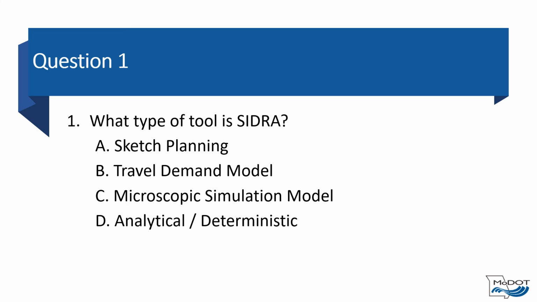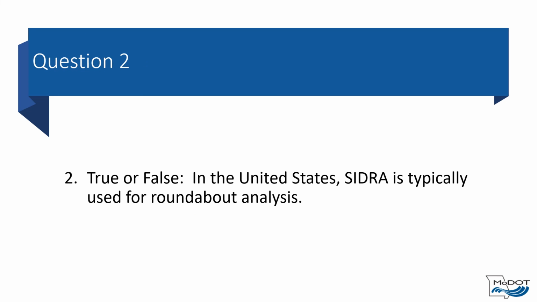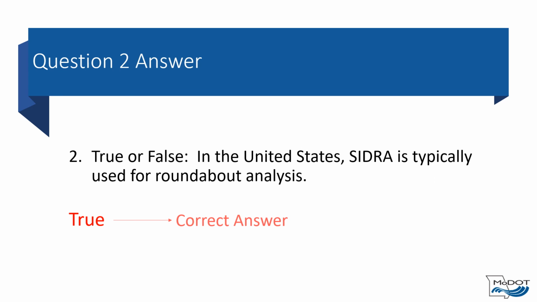Question 1. What type of tool is SIDRA? A. Sketch planning. B. Travel demand model. C. Microscopic simulation model. Or D. Analytical deterministic. The correct answer is D. Analytical deterministic. Question 2. True or false? In the United States, SIDRA is typically used for roundabout analysis. The correct answer is true. In the United States, SIDRA is typically used for roundabout analysis.